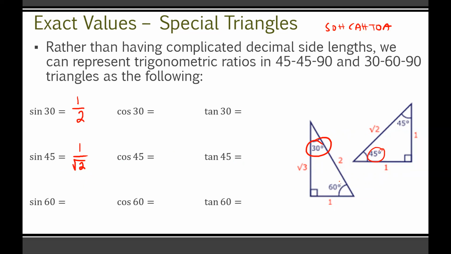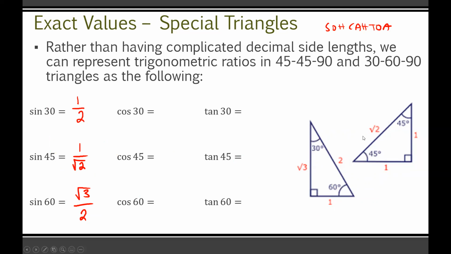Now 60 degrees, 60 degrees is right down here. Opposite would be square root 3 over hypotenuse, which is 2, right? Bottom line is, if you ever see 30, 45, or 60 degrees inside some sort of trig ratio, you can just look at your formula sheet and figure out what kind of side lengths you got going on. A little bit of work to it, but that's about it, right?